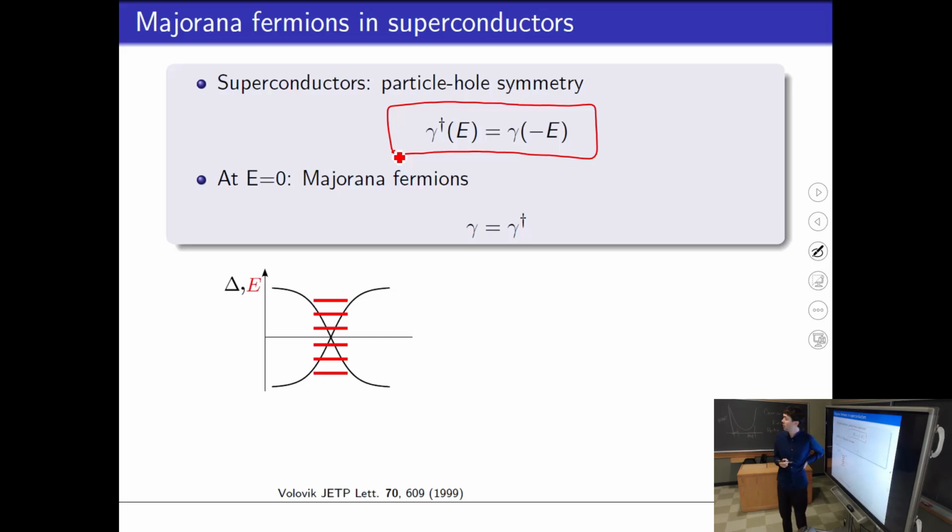So from this formula, we can very clearly see where we need to go to look for Majorana fermions. We need to go to E equal to 0. In this case, for the same energy, we are going to have gamma equal gamma dagger. And we're going to have these Majorana fermions. All right.